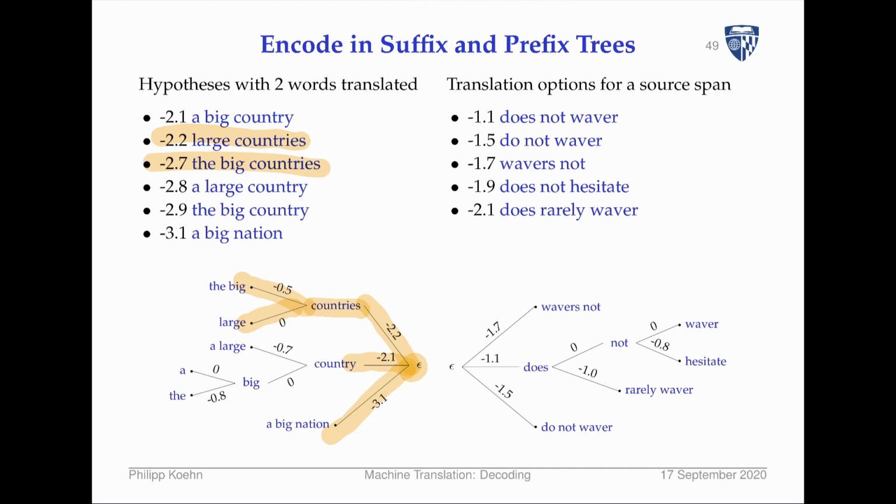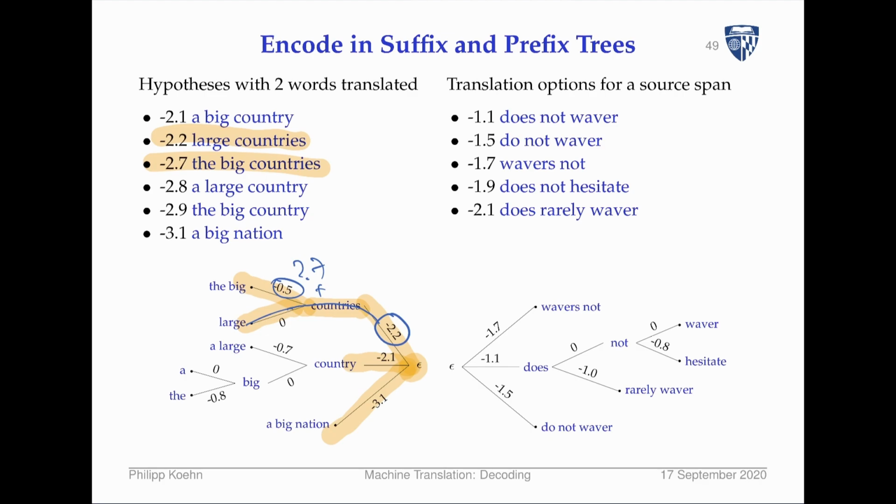The numbers we put in here are the minimal cost you have to pay no matter what. If you walk through this, there's one way to get only 2.2, and that is large countries. The big countries is a bit more expensive, it's 2.7. If we add these things up, then we get there. That's the structure of the prefix tree. The arcs are with the most optimistic cost, and then basically expanding from there.